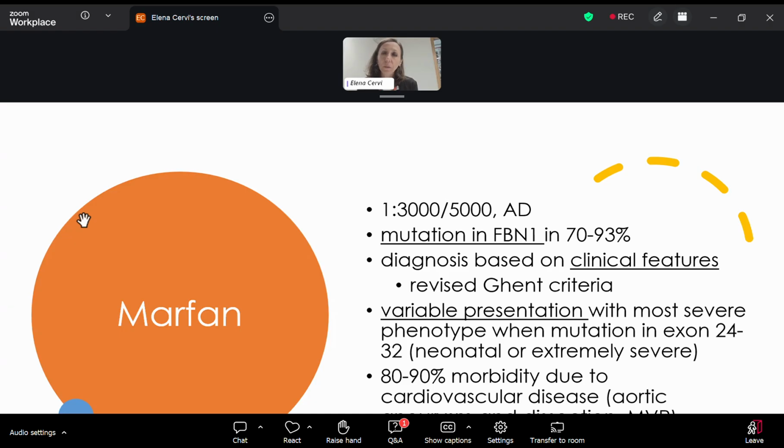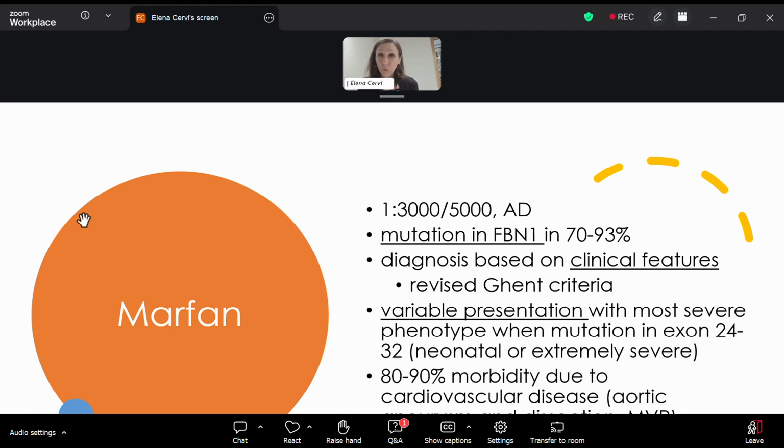There is variable presentation and some initial ideas around genotype-phenotype correlation, with, for example, a more severe phenotype in what was called the neonatal domain, so early onset and severe phenotype in mutations between exon 24 and 32, and then some more genotype-phenotype correlation in dominant negative mutations or haploinsufficiency.